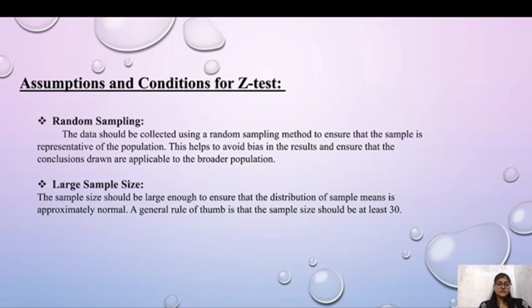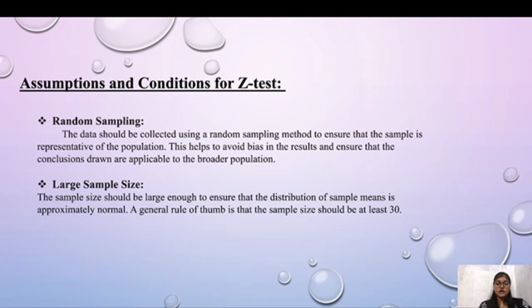Next are the assumptions and conditions for z-test. First is random sampling. The data should be collected using a random sampling method to ensure that the sample is representative of the population. This helps to avoid bias in the results and ensure that the conclusions drawn are applicable to the broader population.